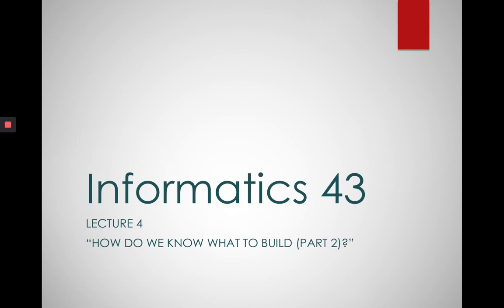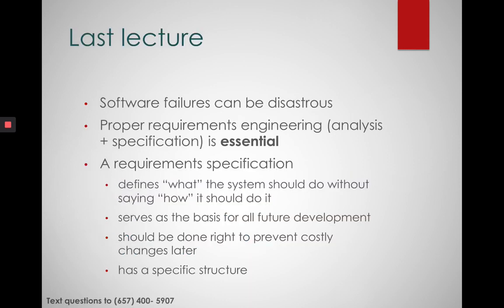All right, this is Lecture 4 in Informatics 43, and we are continuing to answer the questions that we started talking about last time. How do we know what to build? Last time we talked about requirements engineering, and I introduced that by showing you some examples of software failures, situations in which the software process and software development had gone really wrong. And we discussed that a lot of these failures can be directly attributed to requirements problems, not doing requirements correctly or enough requirements. And so doing requirements correctly is essential.